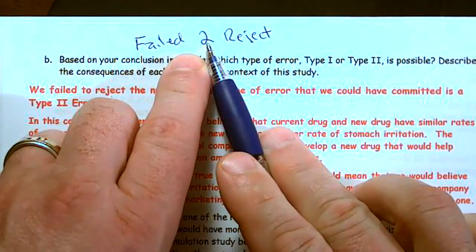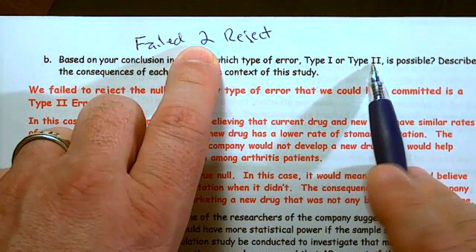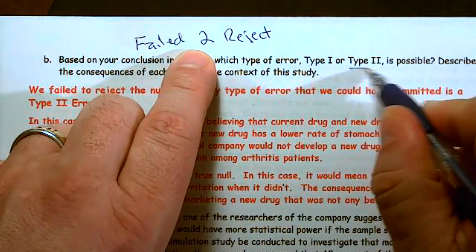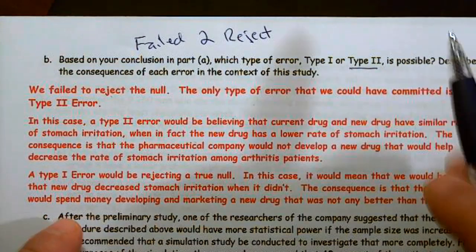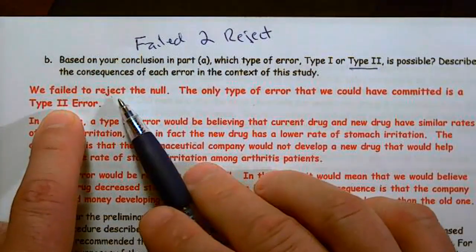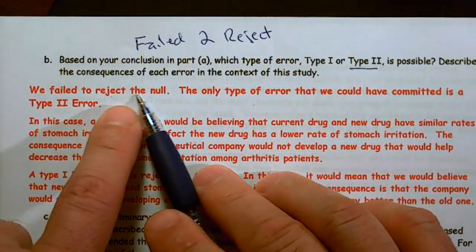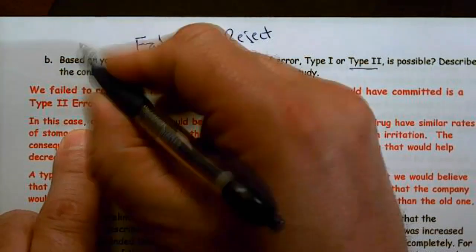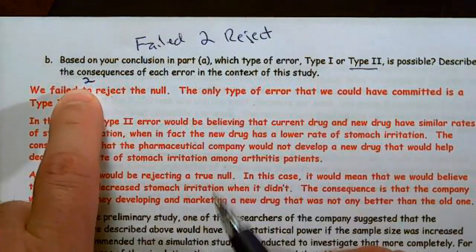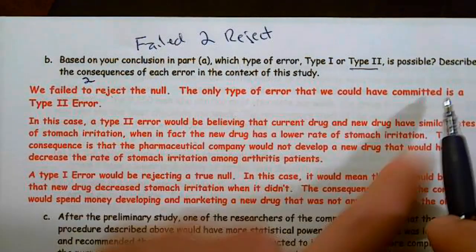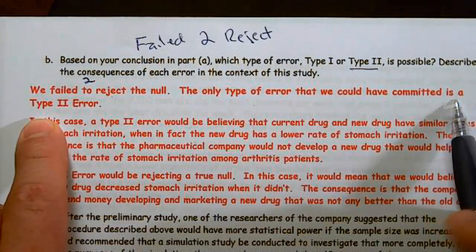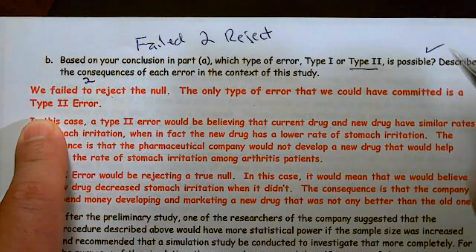Well, if we failed to reject, the only type of error we can make is a type 2. So I'm going to address this part first. I'm going to state what I did. We failed to reject the null. And there's my little clue, failed to, so type 2. The only type of error that we could have committed is a type 2 error. Yay, I answered that part.